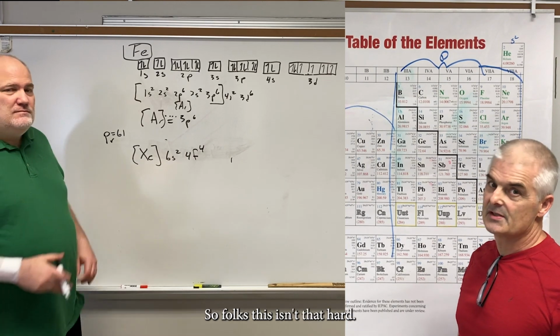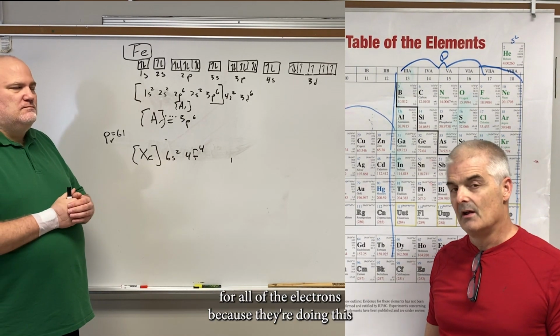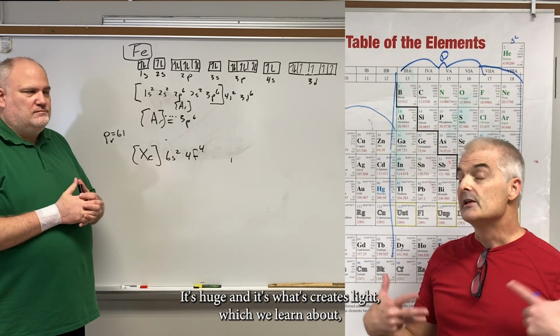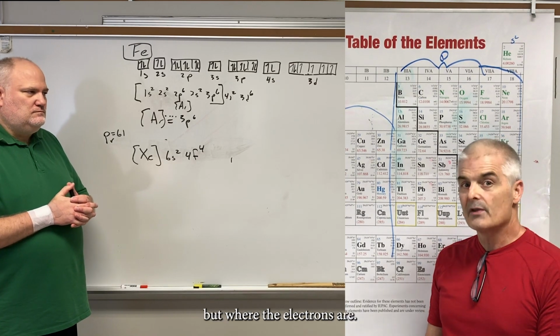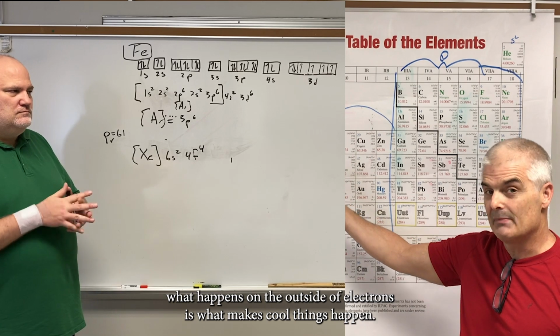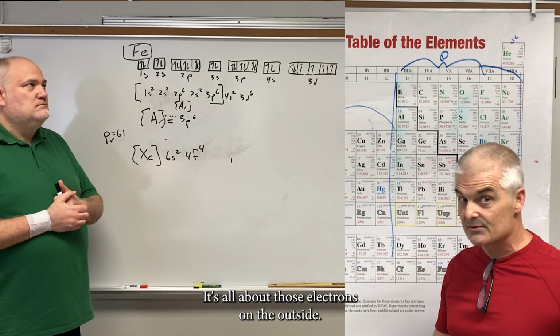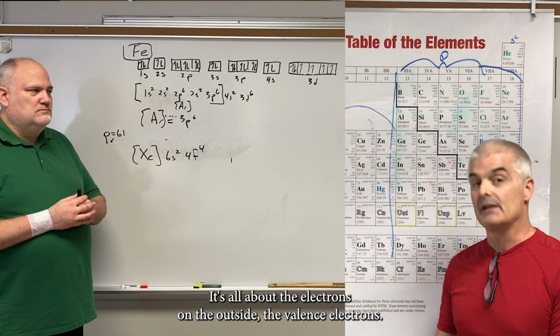So folks, this isn't that hard. And again, what's the point of this? The point is we're trying to assign an address for all of the electrons because they're jumping up and down 100 million times a second or whatever. It's huge, and it's what creates light, which we learned about. But where the electrons are, and honestly, what happens on the outside of electrons is what makes cool things happen. Like when we blew up the pumpkins, it's all about those electrons on the outside, the valence electrons.